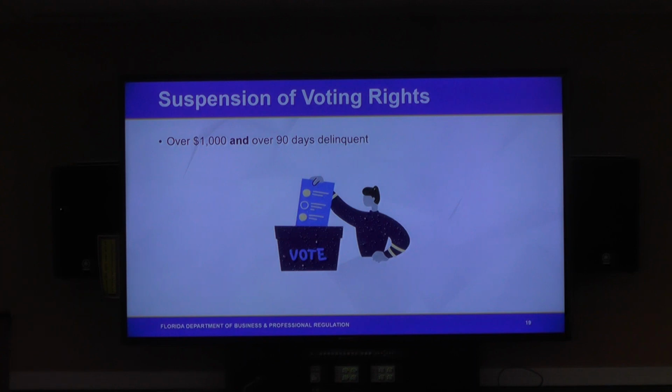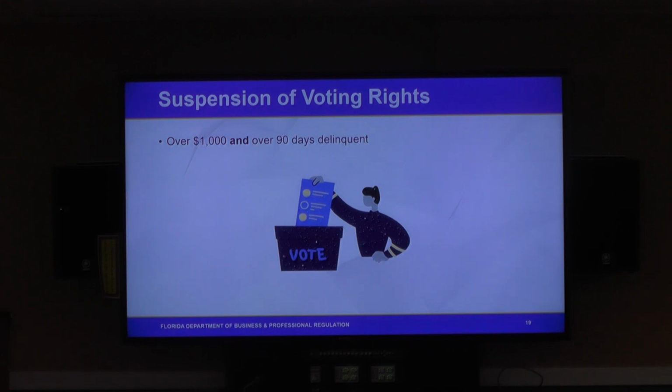Suspension of voting rights. An association may suspend the voting right of a unit owner or member due to non-payment of any monetary obligation over the amount of $1,000 due to the association, and which is also more than 90 days delinquent. To suspend voting rights, the association must provide proof of such obligation to the unit owner or member 30 days before the suspension takes effect.